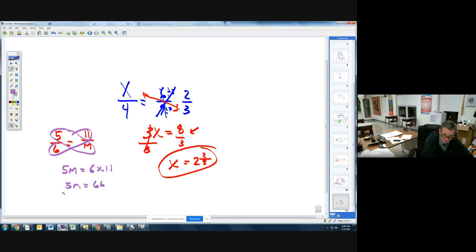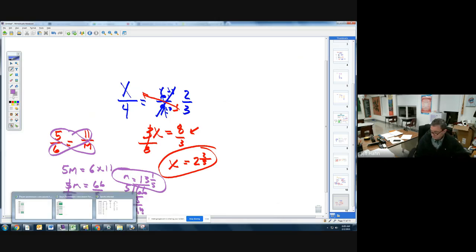The multiplication equation again done by division. I divide by 5, I divide by 5, and 66 divided by 5 is 13 1/5. So the letter M equals 13 1/5.